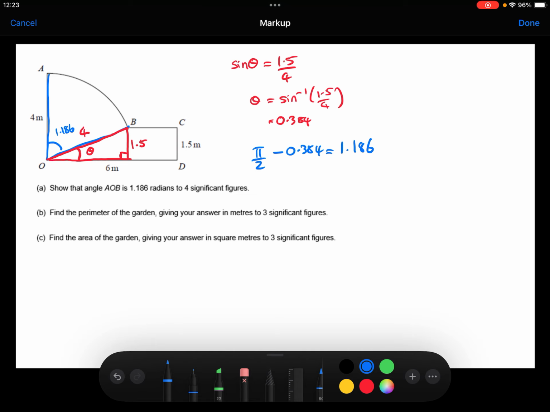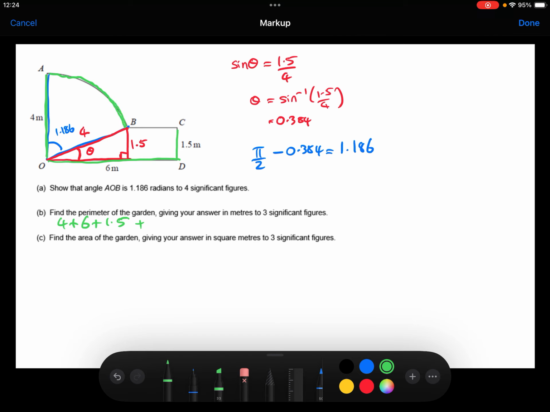Right, part B says to find the perimeter of the garden. So perimeter around the outside. Some of these lengths I know already. For example, I know that this is 4, and I know that this is 6, and I know that this is 1.5. So we can add those together: 4 plus 6 plus 1.5. The two bits I don't know yet are the arc length here.